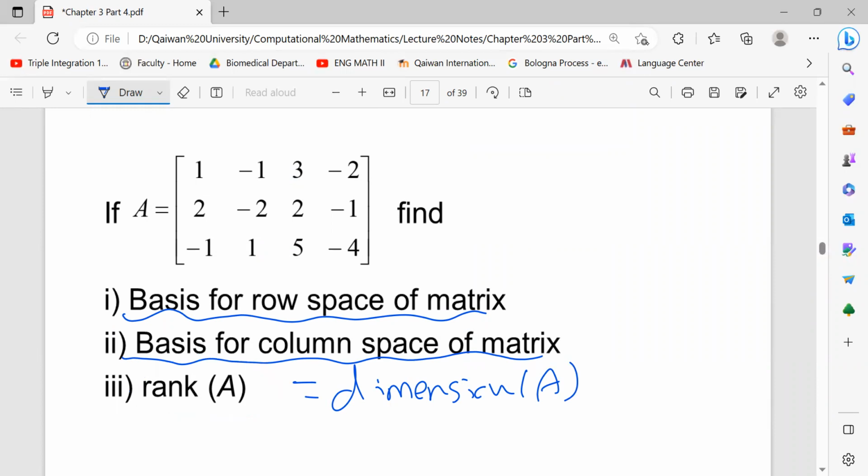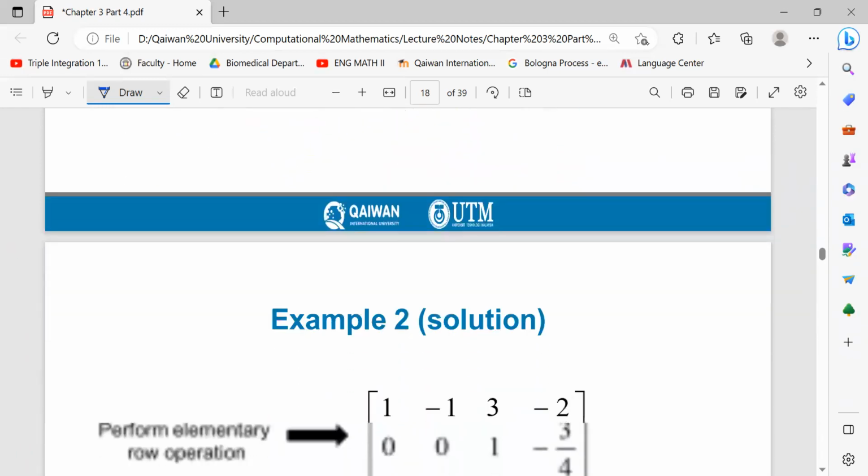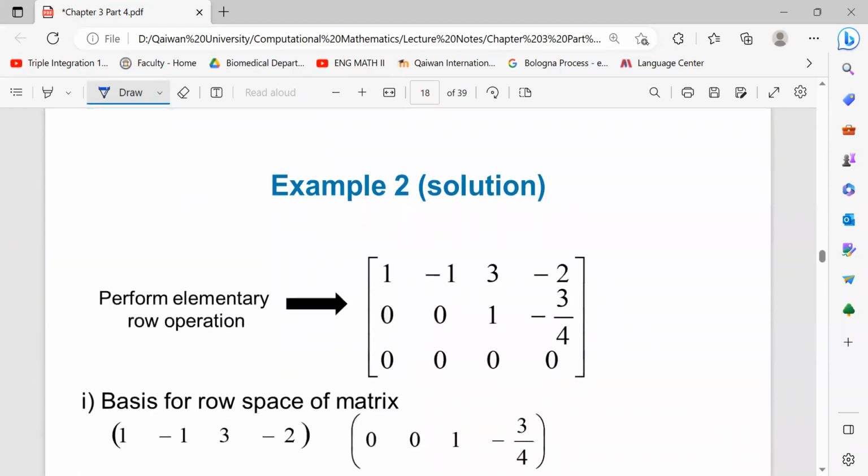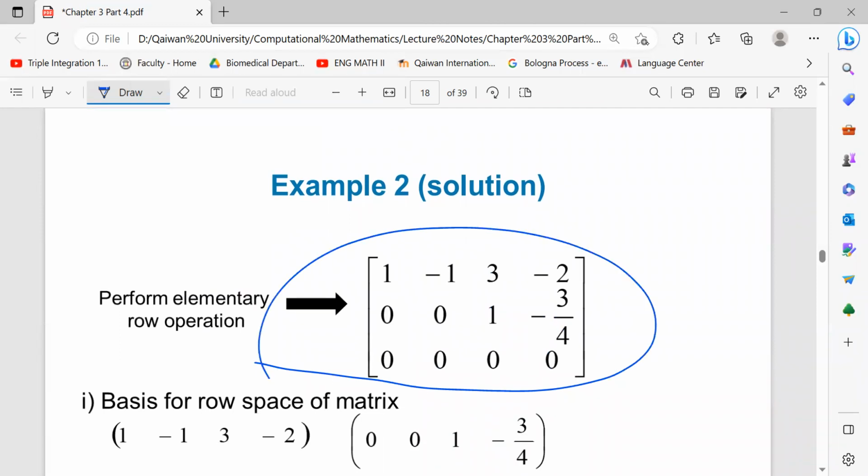What we do first, for finding a basis for either the row space or the column space, is change the matrix to reduced row echelon form. How? From this one, we try to change these two to 0. And then from this one, we try to change this to 0 and so on. Okay? Look. This is the reduced row echelon form of the matrix.